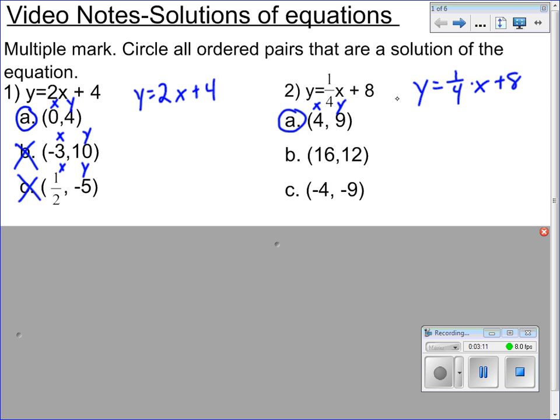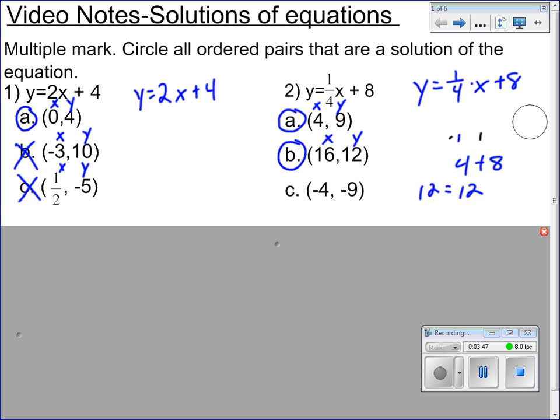Let's check to see if there are any others. X is 16, y is 12. So we're going to have 12 equals 1/4 times 16 plus 8. Again, we're going to put the 16 over 1, and so we can cross cancel. We get 4 here, so 4 over 1 would be just 4, plus 8. 4 plus 8 is 12. So 12 does equal 12. So we have now found a second solution that works for this equation.